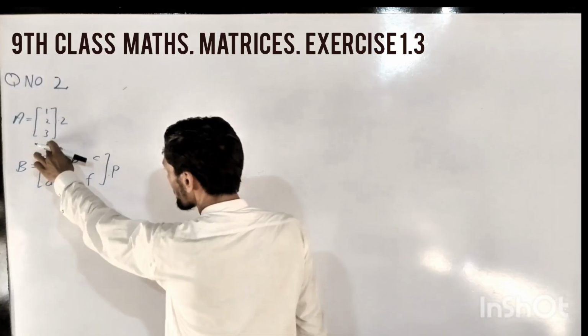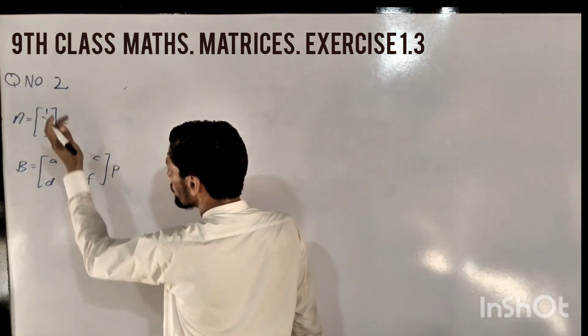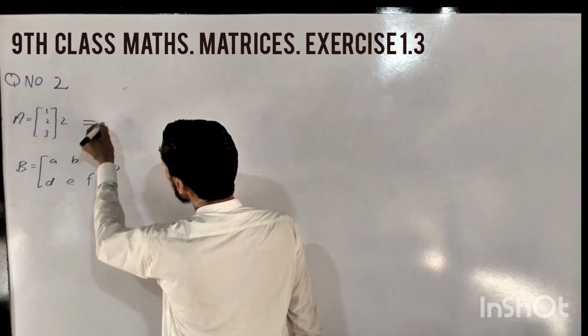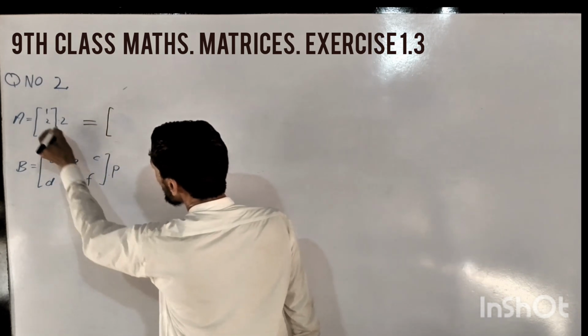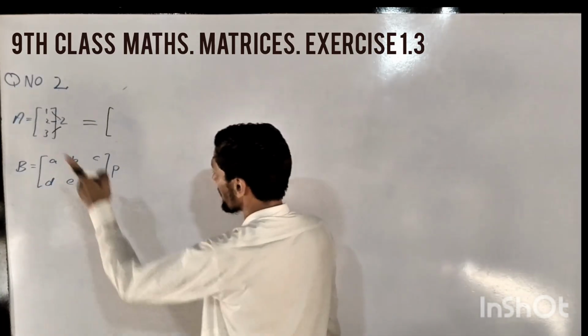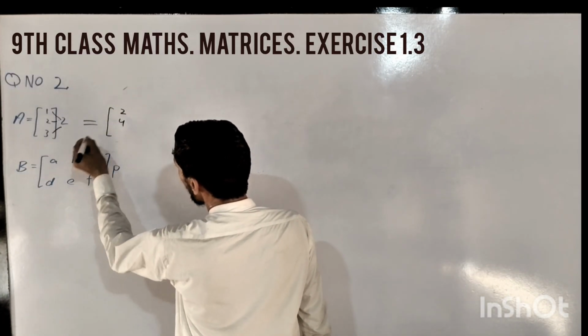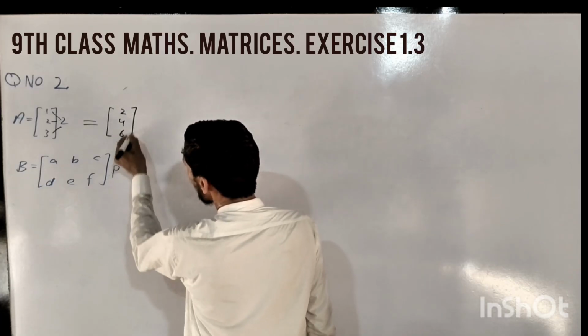If I have a matrix 1, 2, 3, multiply it with 2. So give a simple multiplication to it. Multiply this with this, and this with this. For example, 2, 4, and 6 will be the result.